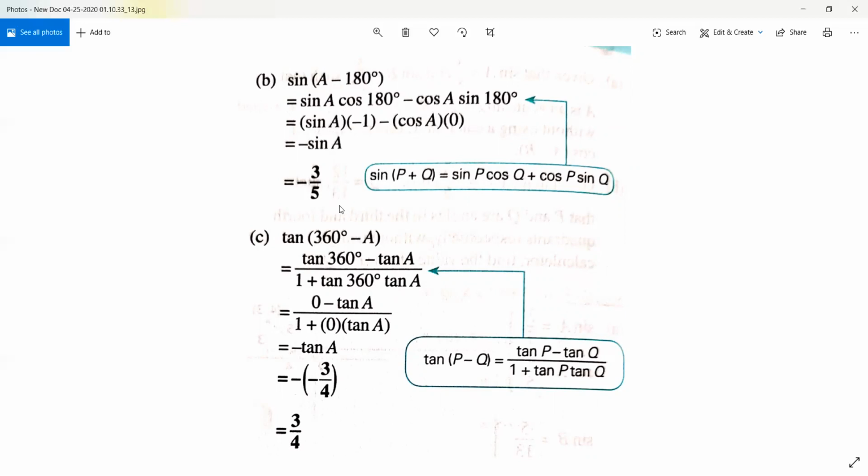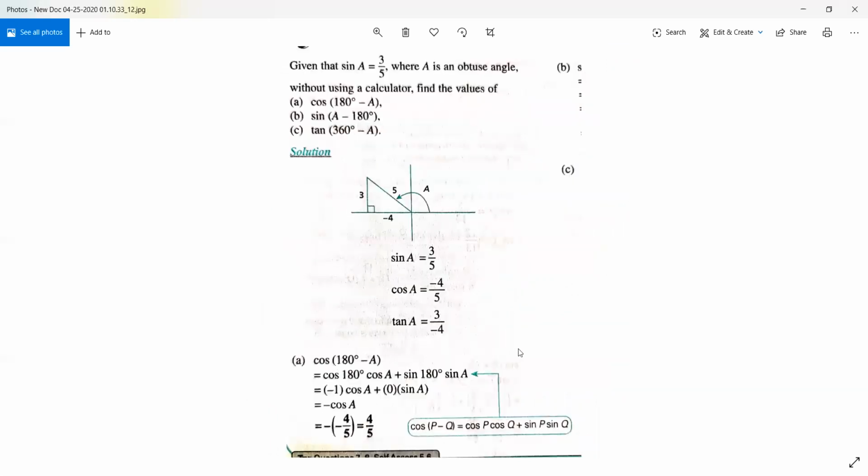Okay, tangent of 360 minus A. Then I have tangent 360 minus tangent A over 1 plus tangent 360 tangent A. So tangent 360 is 0. So I'm left with negative tangent A over 1. So I have negative tangent A. So negative tangent A is 3 over 4. Okay, you substitute back everything here.